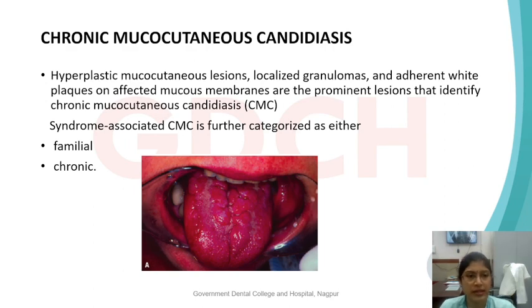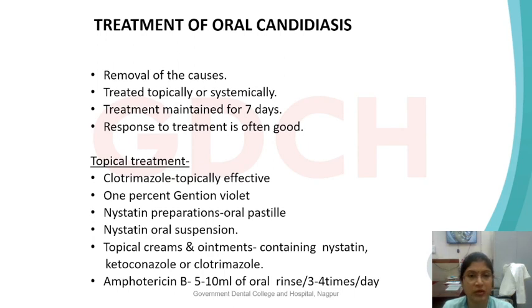In chronic mucocutaneous candidiasis, hyperplastic mucocutaneous lesions, localized granuloma, and adherent white plaques on the affected mucous membranes are the prominent lesions that identify the condition. These are usually syndrome associated, which can be further categorized as the familial and the chronic type. The familial type is usually seen with a genetic predisposition, whereas the chronic type will persist for a longer duration in these patients. Now let's move on to the treatment of oral candidiasis.